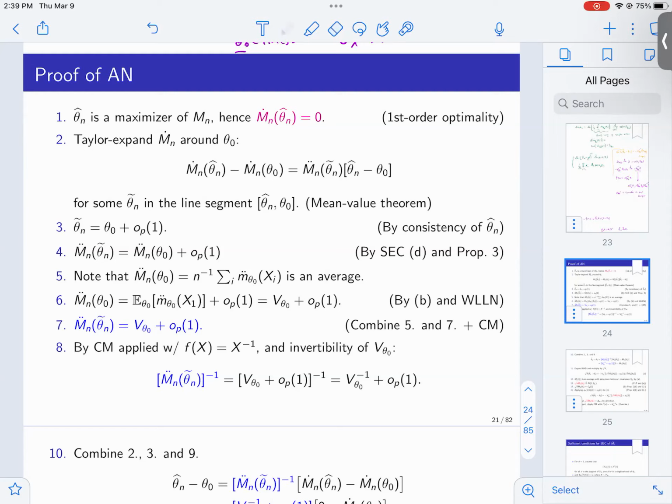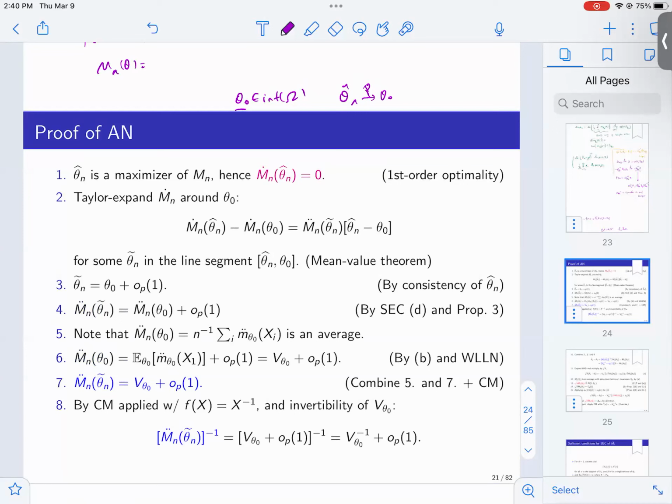The next thing to note is this m double dot at theta naught. So we basically reduce the problem to this. This is itself an average. If you recall, m n theta is just 1 over n, summation i from 1 to n, m theta xi. So then I take the double dot, which is the second derivative. This is constructed from these m theta xi's by a linear operation, so the differentiation goes inside, and I get this expression.